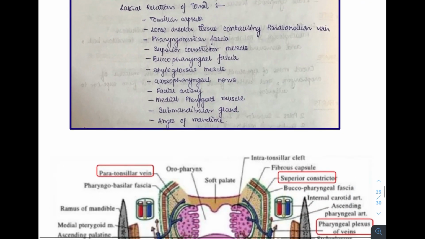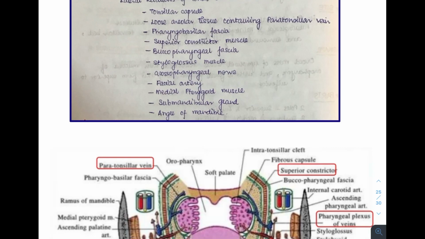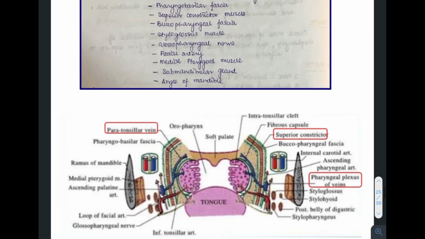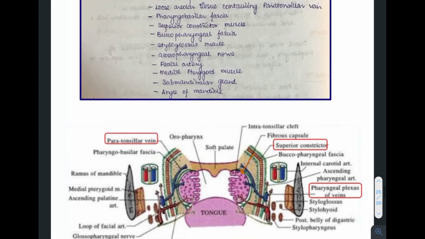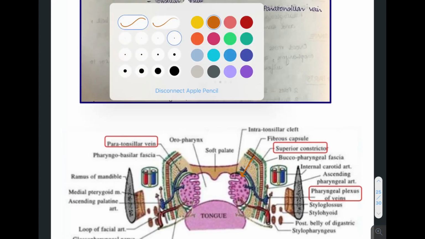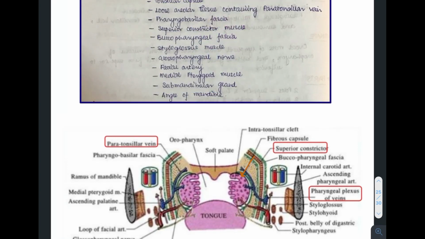Now, the first structure that comes here is the tonsillar capsule. As you know, this is the fibrous capsule. Next comes the loose areolar tissue, which is containing the paratonsillar veins. Now, this loose areolar tissue is extremely important. As I was telling you, this is the plane that you have to find while performing the tonsillectomy. After that comes the pharyngobasilar fascia. Next comes the superior constrictor muscle. The next is followed by the buccopharyngeal fascia.